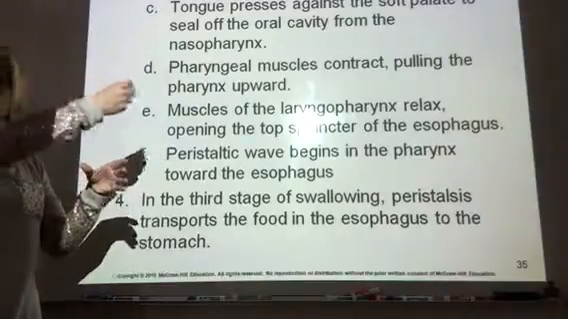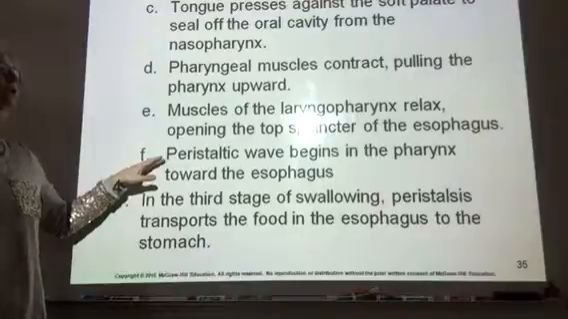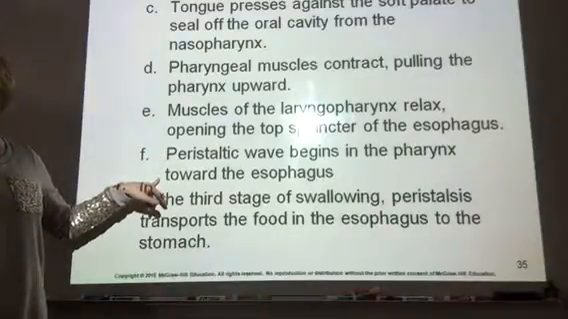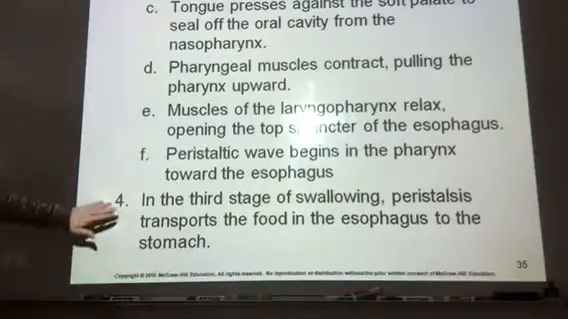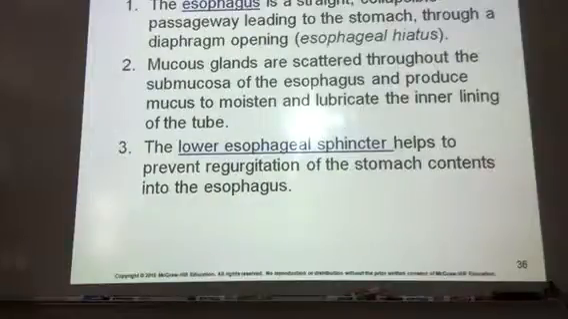Peristalsis, remember that squeeze, squeeze, squeeze, that muscular motion begins in the pharynx, and then it's going to continue through the esophagus to move the food through. In the third stage, peristalsis continues through the esophagus, and it's going to lead food to the stomach, which will be the next organ that it will enter.